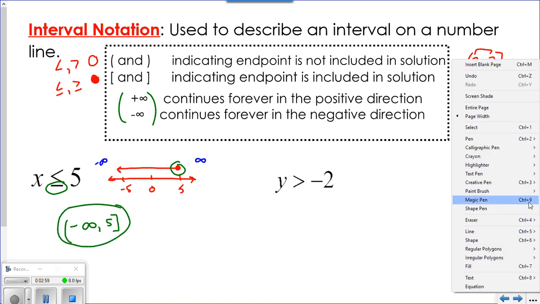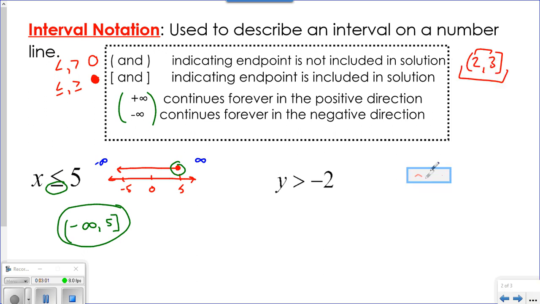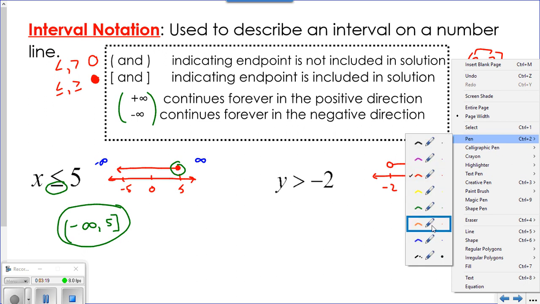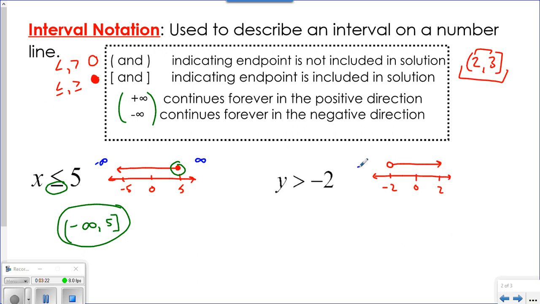If we look at our second one, we have y is greater than negative 2. So if we visualize this on the number line, we've got negative 2, we've got 0, we've got positive 2. Because it's strictly greater than, we have an open circle. We want all the values larger, so 0 and 2 are larger than negative 2, so we come off this way. We can put negative infinity and positive infinity on there just to help us see where we're at. So we have negative infinity on the left-hand side and positive infinity on the right.